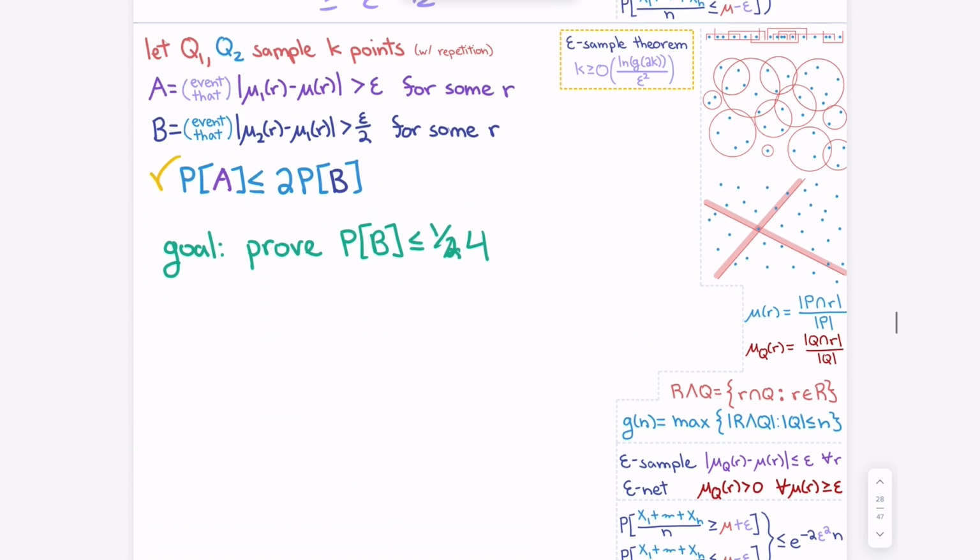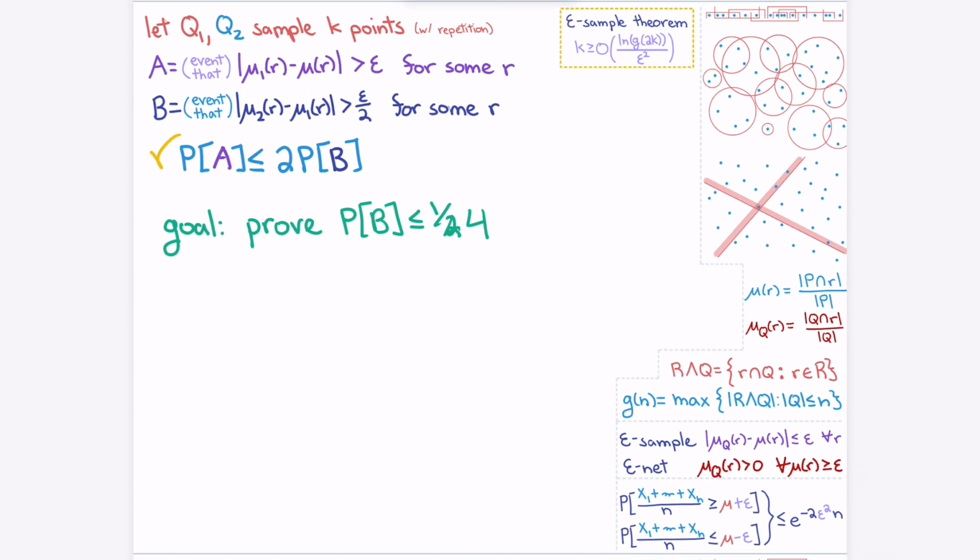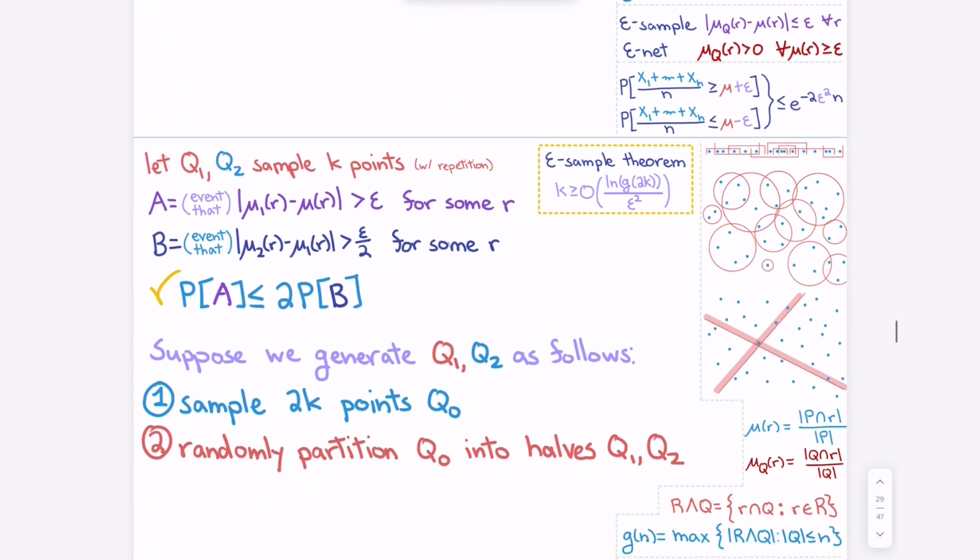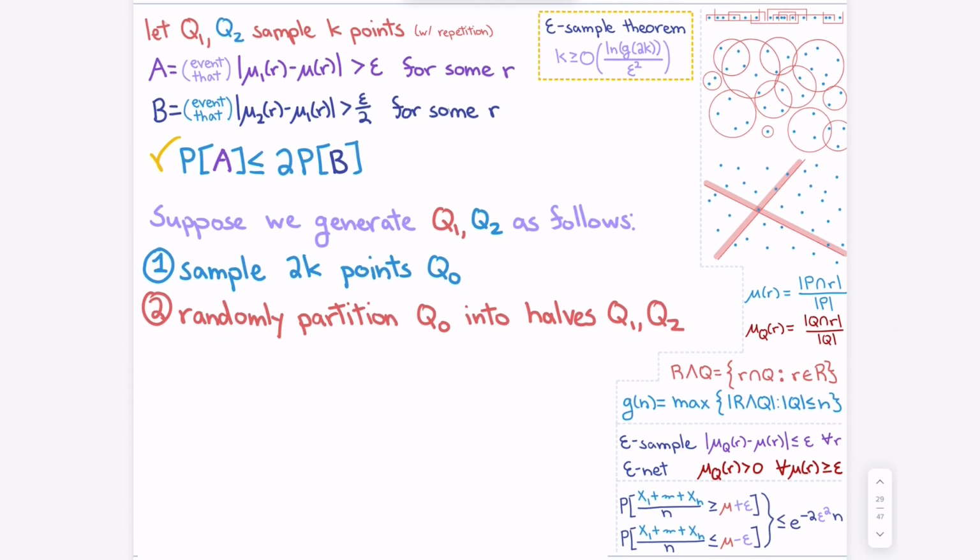Okay, so oh, brilliant, brilliant. Okay, so here's a different way to generate the samples, right? I can sample 2K points first. So I sample all of them first, and then I divide them into two parts evenly. Okay? So that is what we'll do. We'll find out.